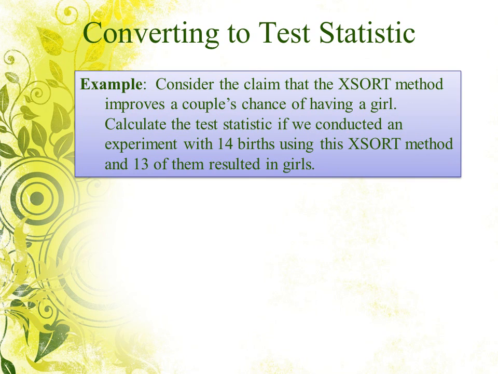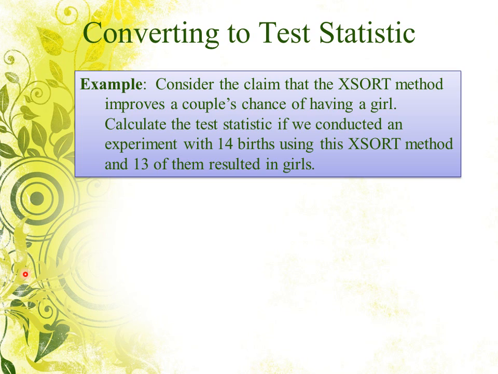Consider the claim that the XORT method improves a couple's chance of having a girl. Calculate the test statistic if we conducted an experiment with 14 births using this XORT method and 13 of them resulted in girls. So first of all, let's consider the claim. The XORT method improves a couple's chance of having a girl.